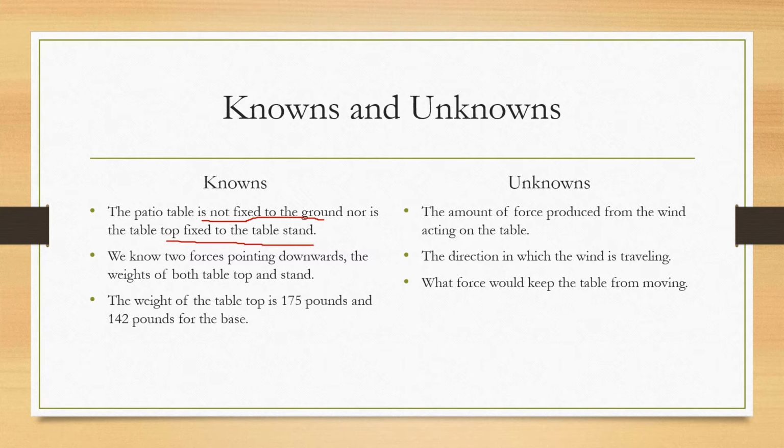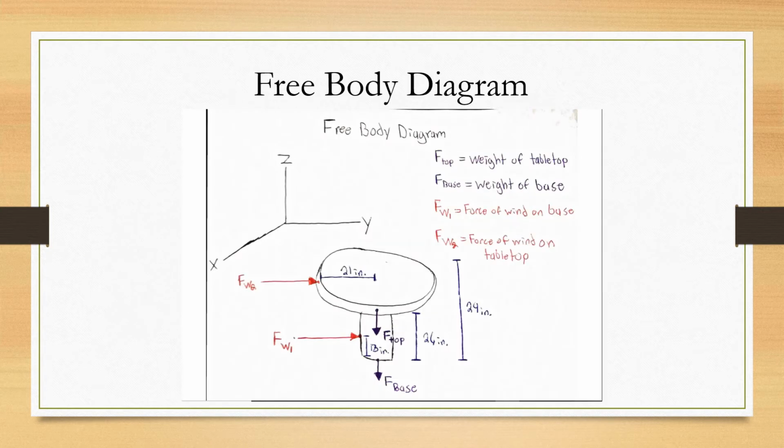We know two forces pointing downwards, which would be the weights of both the tabletop and the stand. The weight of the tabletop is 175 pounds, and the weight of the base will be 142 pounds. For the unknowns, I could assume that the force produced from the wind can be an unknown acting on the table, the direction in which the wind is traveling, and what force would keep the table from moving.